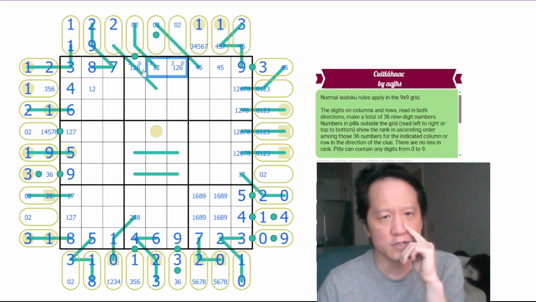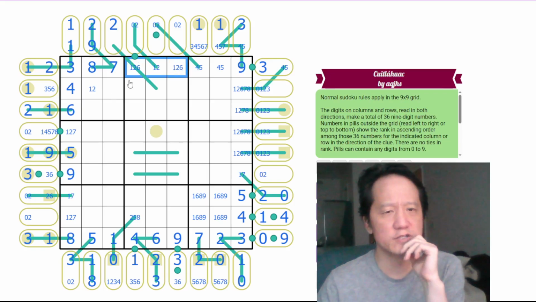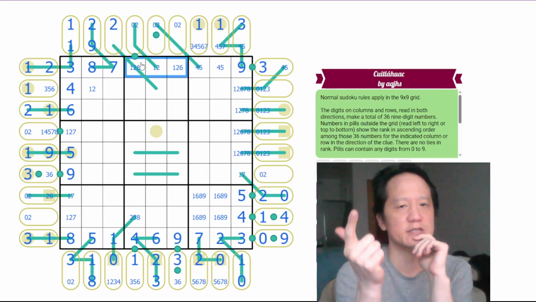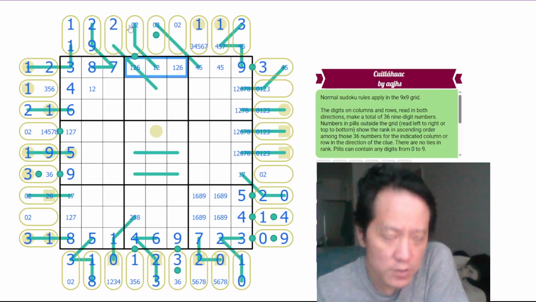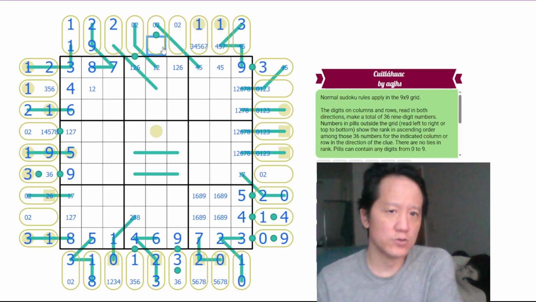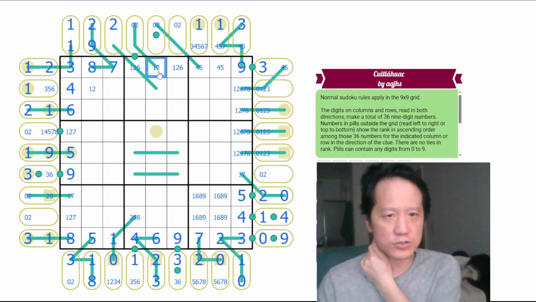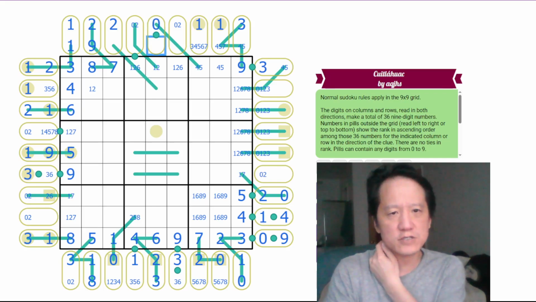1, 2, and 6 can only be 1 and 2. Numbers that start with 1 or 2 can only be 0, 1 through 0, 8. 6 can only be 21 through 24. So this is 1 or 2 because it cannot be 6. So this must be 0. Interesting. So this is 0.